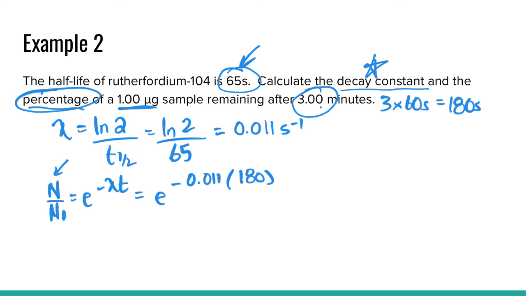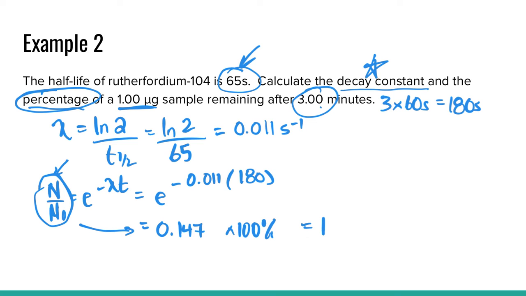And if we do that calculation, we get 0.147. Now, this gives us a percentage in fraction form. So if we multiply this by 100, we would have about 14.7, or I guess really we need 2 significant digits, so about 15% left over after the 3-minute time. Okay, so that's it for this example. Let's move on to example number 3.